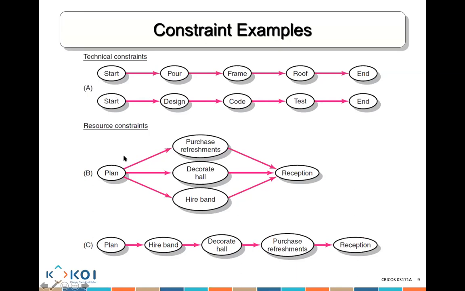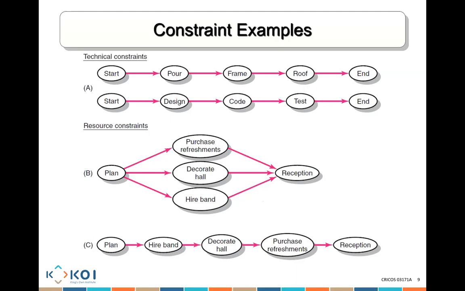Resource constraint is where I don't have enough people. Let's say I'm planning a wedding. I need to purchase refreshments, decorate a hall, hire a band, and then go to the reception. The problem is you might not have enough people to do all of these tasks. Even if you have enough people, they can't be in different places at the same time. So that's what we call a physical constraint.